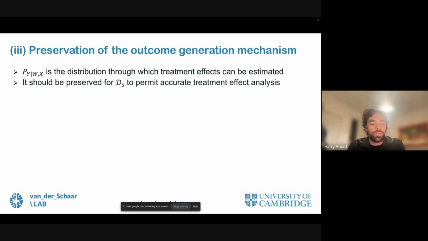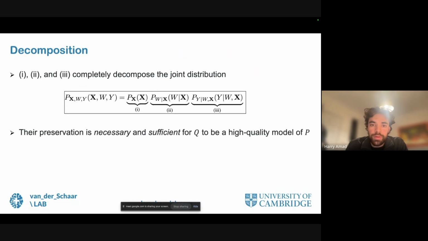And the final of the three distributions that we really want to preserve well is the outcome generation mechanism. This is the link from the treatments and from the covariates to the eventual outcome of interest. And this is the distribution through which treatment effects can be estimated by comparing the statistical functionals when W equals 0 and when W equals 1, which is called treatment effect analysis or conditional treatment effect analysis. And therefore, its preservation is very important if we want to conduct treatment effect analysis on the synthetic data.